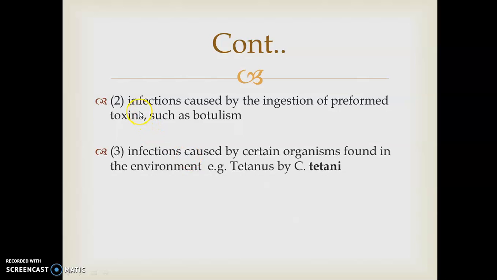The second is infections which may be caused by the ingestion of preformed toxins, such as botulism, which is caused by Clostridium botulinum, a bacterium. The third is infections caused by certain organisms found in the environment. For example, tetanus, which is caused by Clostridium tetani. Its spores may remain for many years and may cause tetanus. So these are the ways by which infection can be caused in a non-communicable way.